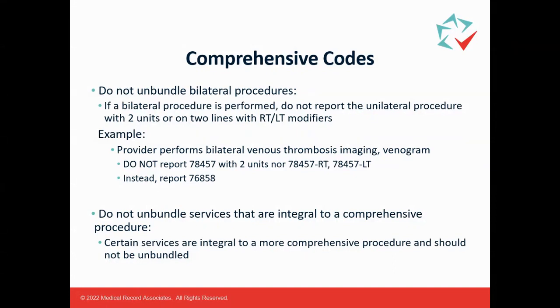An example would be a provider performs bilateral venous thrombosis imaging with a venogram. You would not report 78457 with 2 units. 78457 is venous thrombosis imaging, venogram, unilateral. So you would not use that code with 2 units, nor use that code with a right and a left modifier. Instead, you would report 76858, which is venous thrombosis imaging, venogram, bilateral. So when a bilateral code exists and the procedure is performed bilaterally, that code is reported with 1 unit.